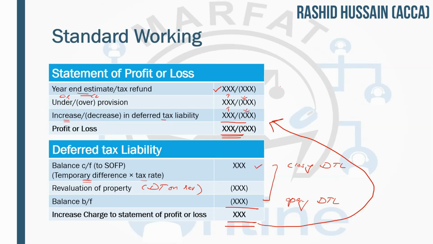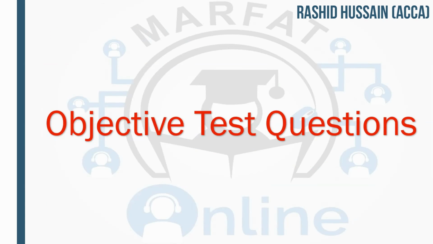When you are having the deferred tax, you have to compare opening deferred tax liability with the closing one. Opening is given in the trial balance. Closing needs to be calculated. Sometimes it is given as well. If you are having the deferred tax on the revaluation, then that thing will be deducted and the net figure will be taken as increase or decrease.